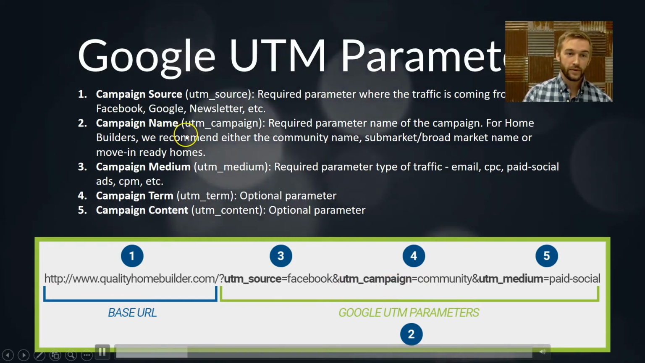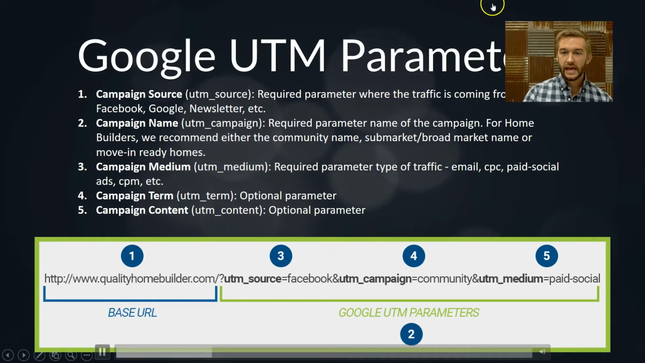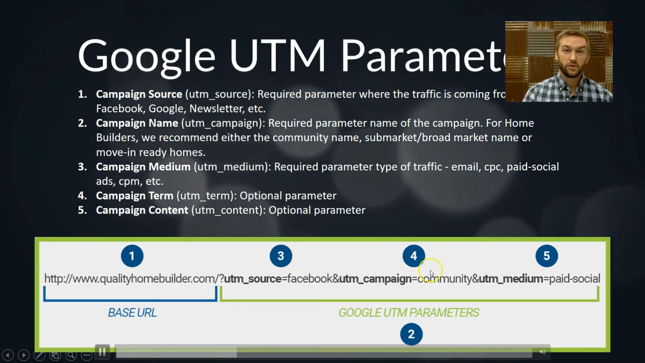So starting from the top, you have the campaign source. Typically that is the broadest definition of where that traffic is coming from. The campaign name, in this example down here, is a community campaign. It could also be a broad market. It could be email. It could be remarketing.